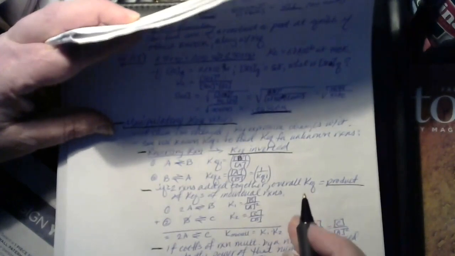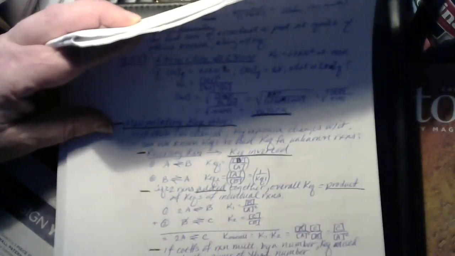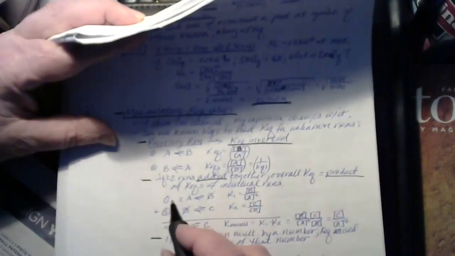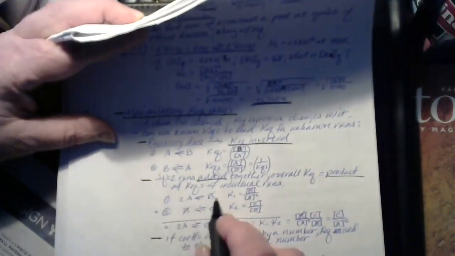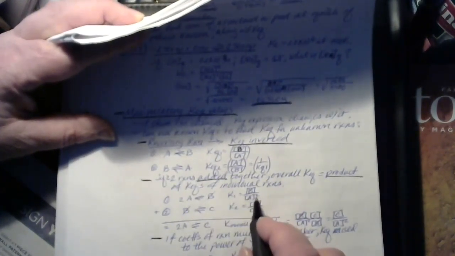If 2 or more reactions are added together, then the KEQ for the overall result of that addition of reactions is the product of the KEQs of the individual reactions. So in this case here, if reaction 1 is 2A goes to B, the equilibrium constant for that reaction would be B over A squared, the product over reactant to the power of its coefficient, right?